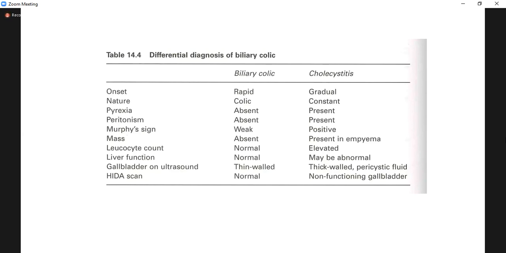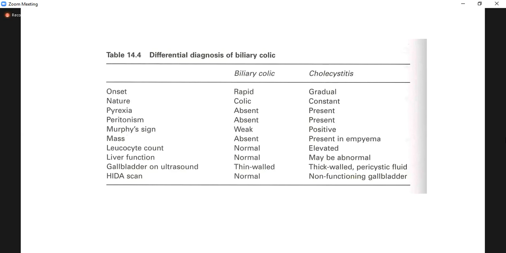What about the white cell count in biliary colic? No infection, minimal inflammation, so the white cell count is normal. In cholecystitis, it's elevated, right? So like that, okay. Gallbladder on ultrasound.